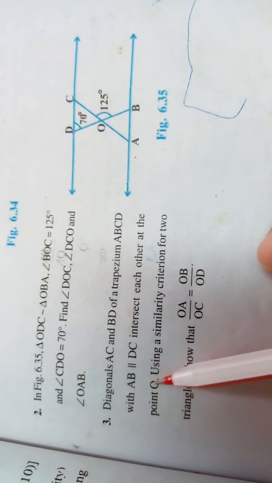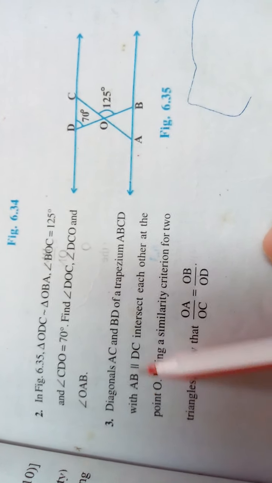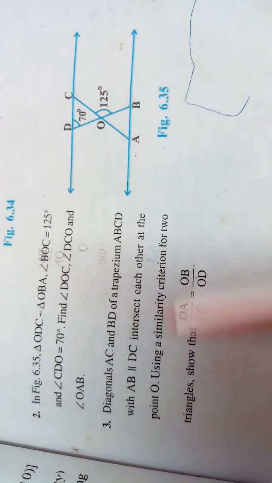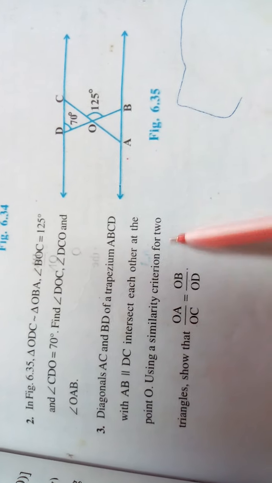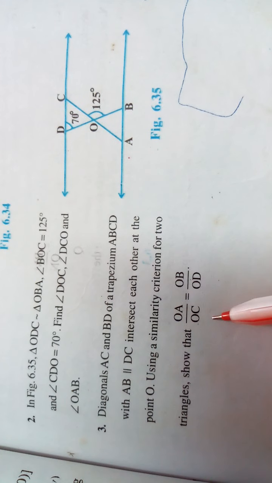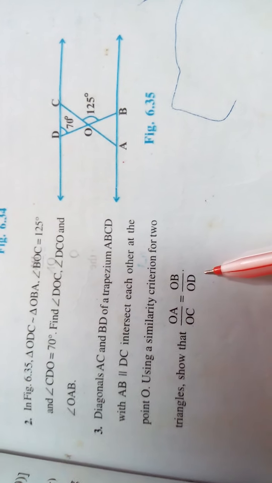Diagonals AC and BD of trapezium with AB parallel to DC intersect each other at a point O. Using the similarity criteria, you will prove OA upon OC equal to OB by OD. This is given in question number 9 and 10 of exercise 6.2 also. Thereby BPT we have proved. Here you are proving this.